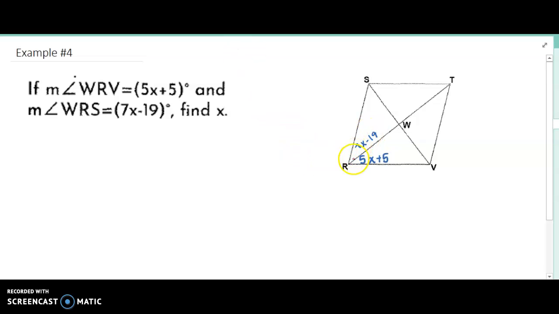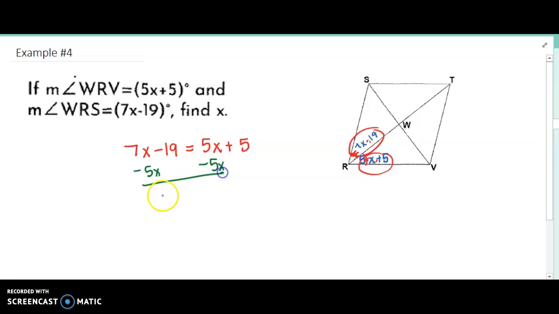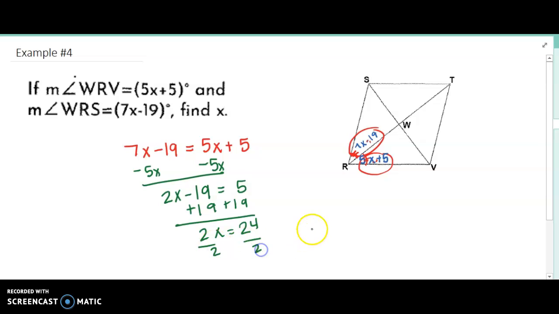And the rhombus opposite angles theorem tells us that the diagonals bisect the vertex angles, which tells me this angle is congruent to this angle. Okay, so if these two angles are congruent, that means that these have to be equal. So I can say 7x minus 19 equals 5x plus 5. And now it's algebra, guys. So minus 5x on both sides, I get 2x minus 19 equals 5, plus 19 on both sides. 2x equals 24. Divide both sides by 2, I get x equals 12.